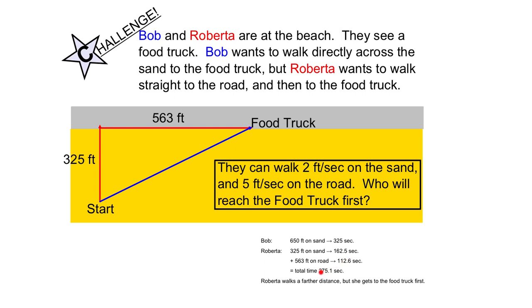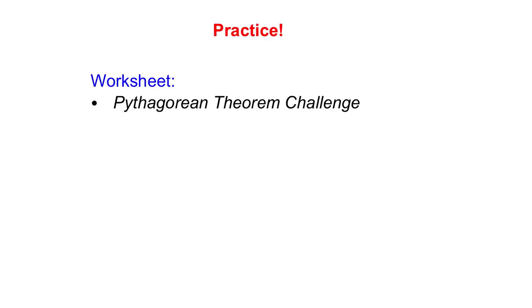It works out. Takes less time for Roberta to walk to the food truck than it does for Bob, so Roberta gets there first. So now it's time to practice. You have a worksheet, Pythagorean Theorem challenge. Try all the questions on there, and if you run into any difficulties, please let me know.